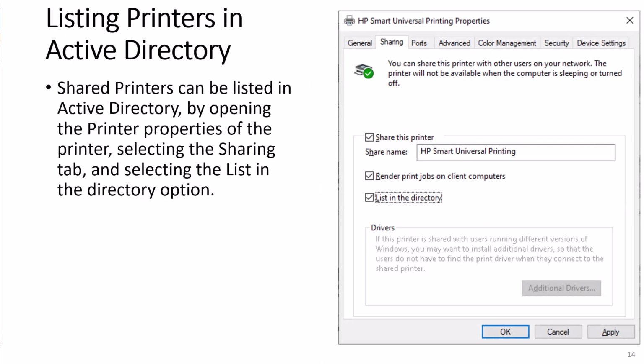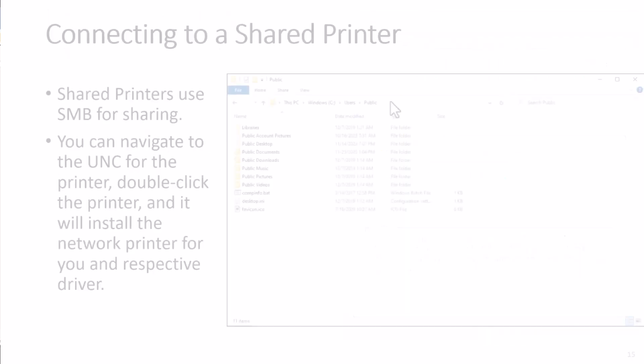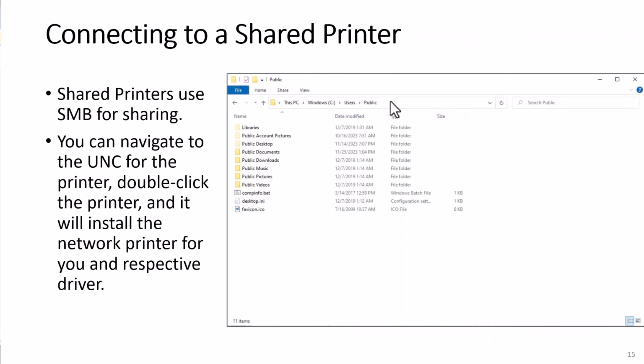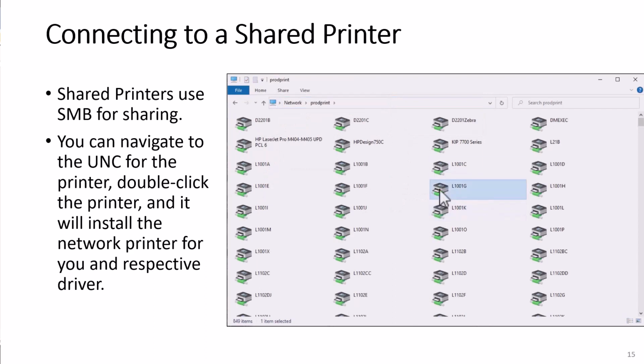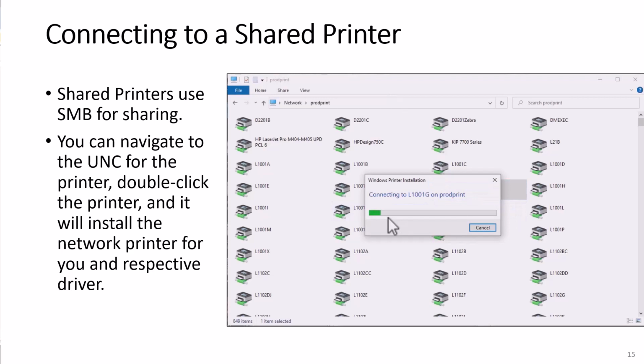Shared printers can be listed in Active Directory by opening the properties of the printer, selecting the Sharing tab, and selecting the List in the Directory option. Shared printers use SMB for sharing. You can navigate to the UNC for the printer, double-click the printer, and it will install the network printer for you with the respective driver.